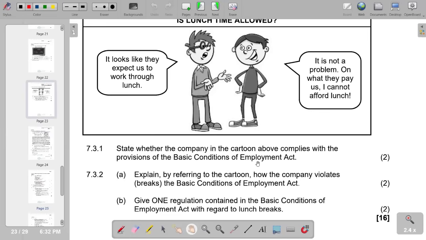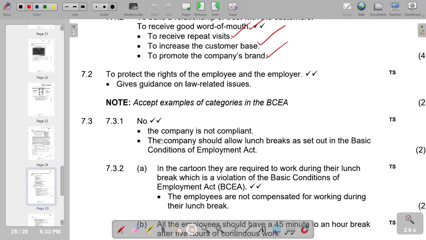Why? Because the company should allow lunch breaks as set out in the Basic Conditions of Employment Act. So since we are seeing that they are not being given the privilege of lunch, that becomes a breach according to the Basic Conditions of Employment Act. So we are saying the company is not compliant. The company should allow lunch breaks as set out in the Basic Conditions of Employment Act.